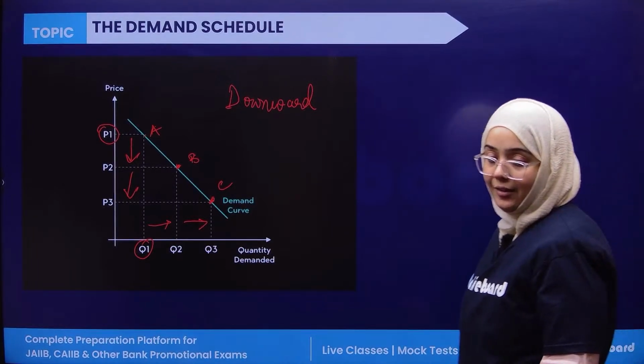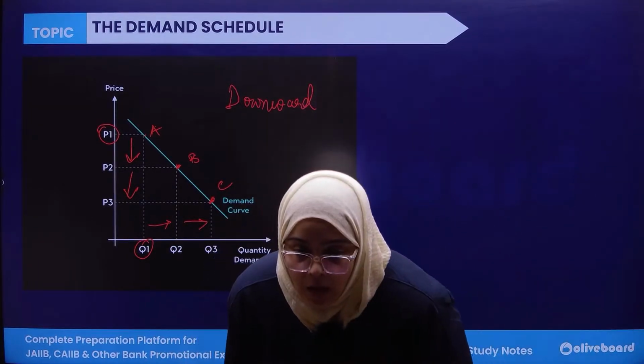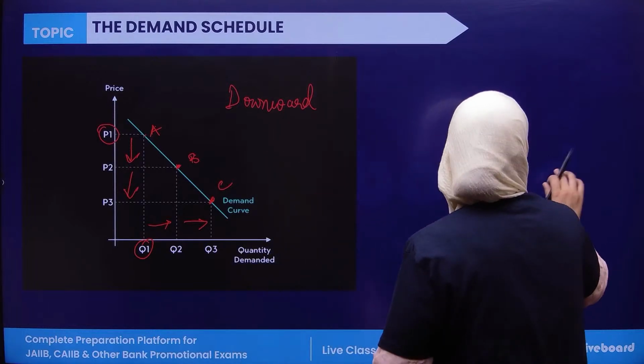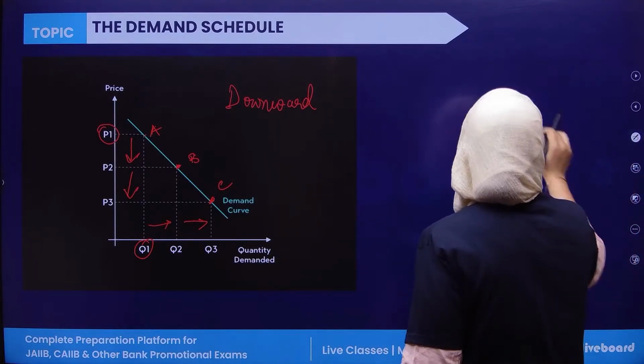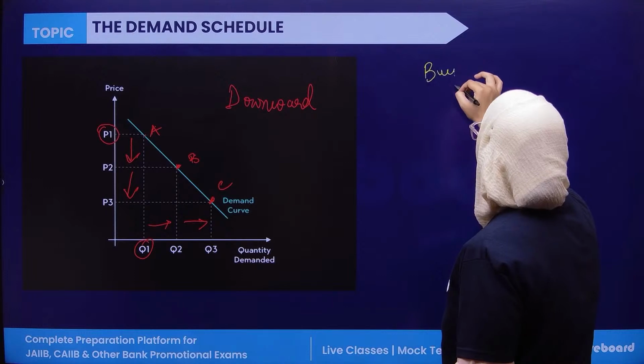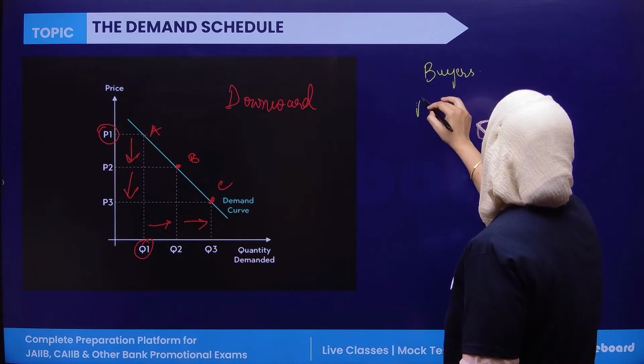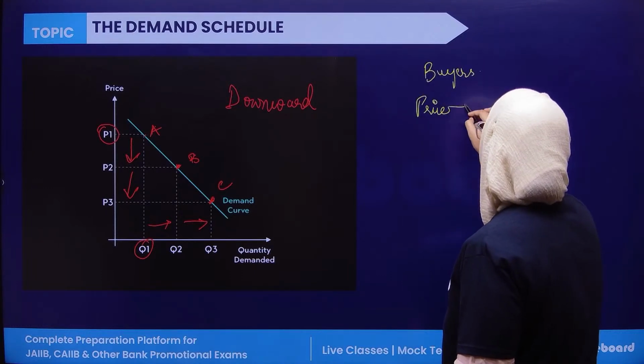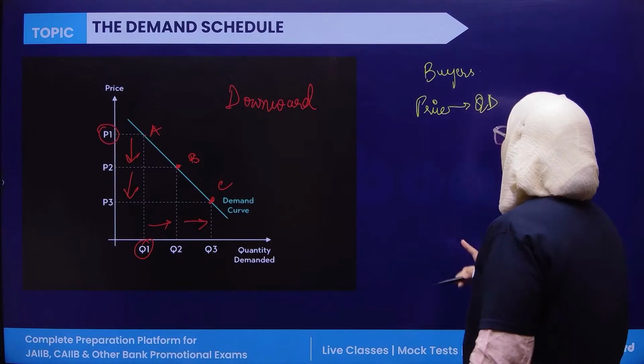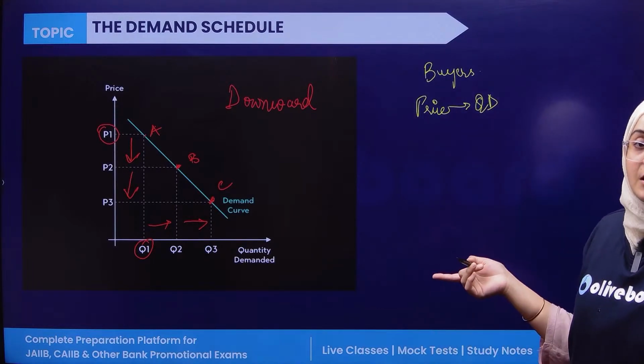There are certain things which I have explained here. For example, first of all, I have told you that the law of demand is from the buyer's perspective. Second, it shows the relationship of price change on the quantity demanded.